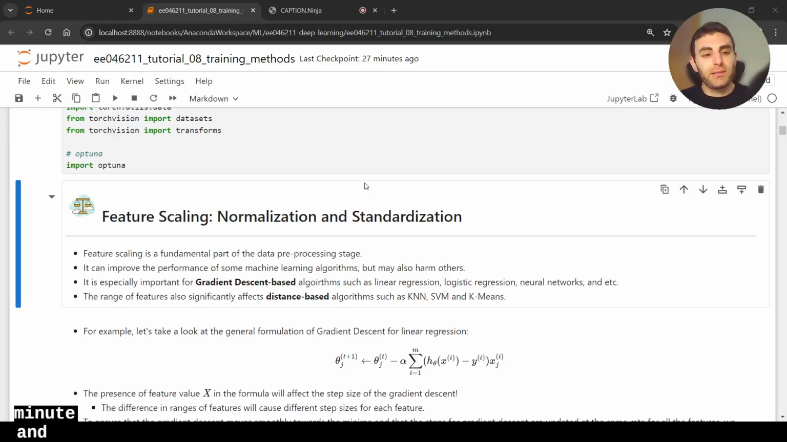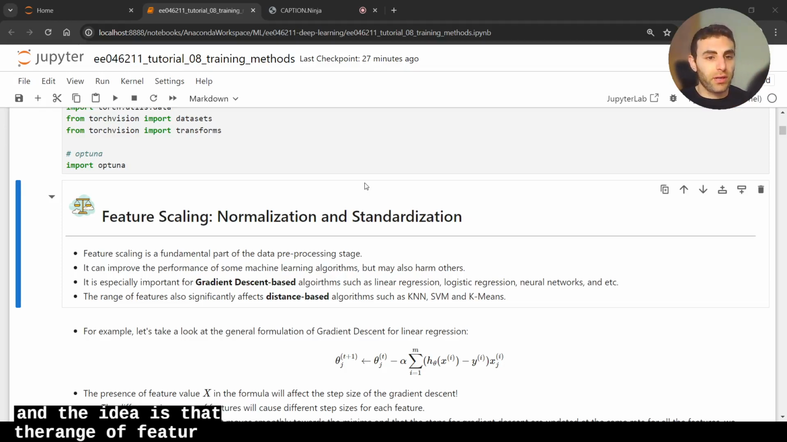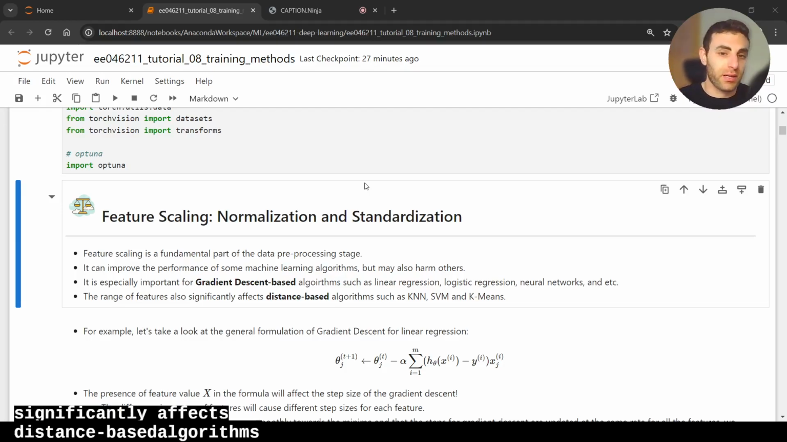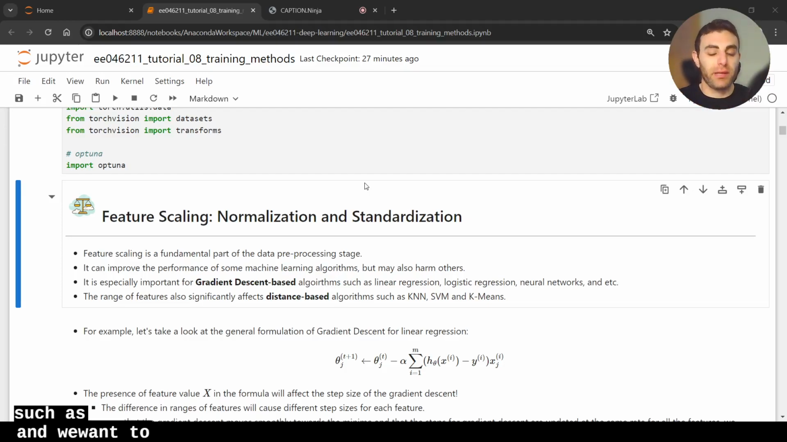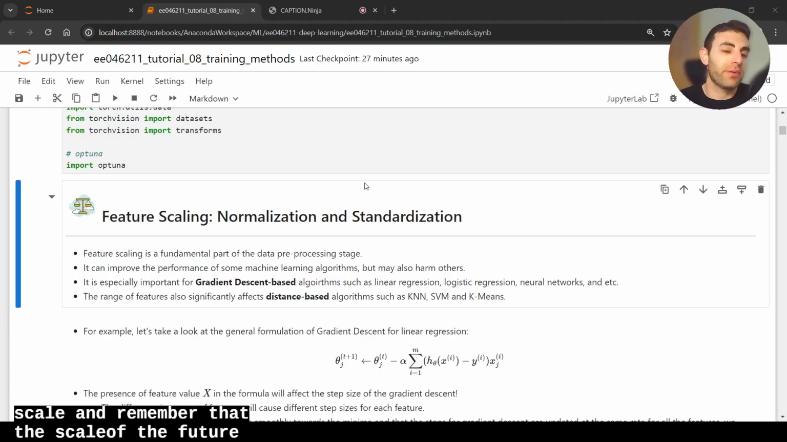And the idea is that the range of features significantly affects distance-based algorithms such as KNN, SVM and K-means and even PCA. We want to make our algorithm agnostic to the scale. And remember that the scale of the feature does not imply its importance. So features of larger scale doesn't mean that they are more important for the task we are trying to achieve.